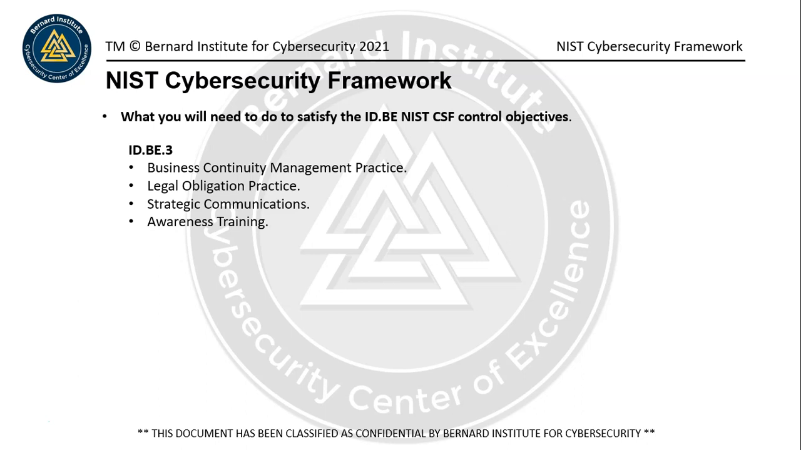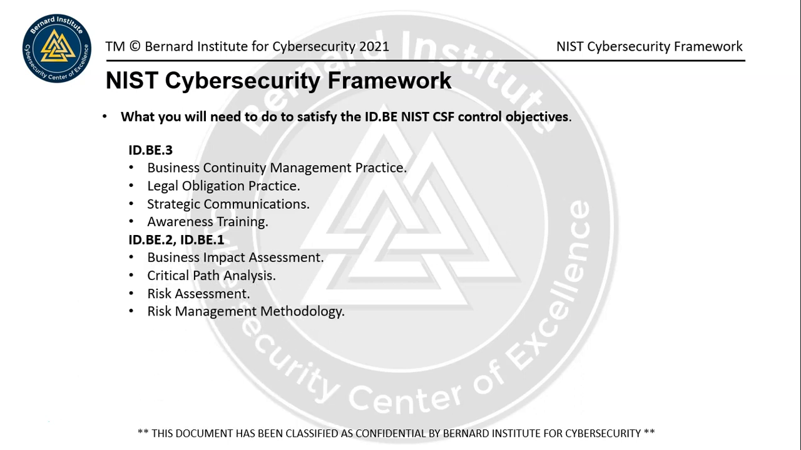You need to do strategic communications and awareness training. You need to make sure that the right people know about your plans and participate in them. And where necessary, you need to train people up and get them ready. So that's under BE3. And these are just suggestions. Under BE2 and BE1, you need to do a business impact assessment, critical path analysis to identify what you truly need at a bare minimum to get the job done, deliver your services or products, and what you need on a bigger picture. You also need to do risk assessments, because if you remember in the overarching objective for this control set, risk management plays a key role. So obviously risk management methodology is also important.